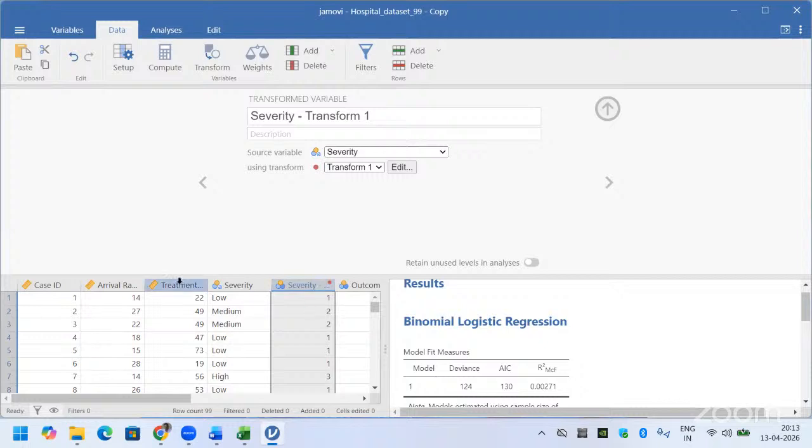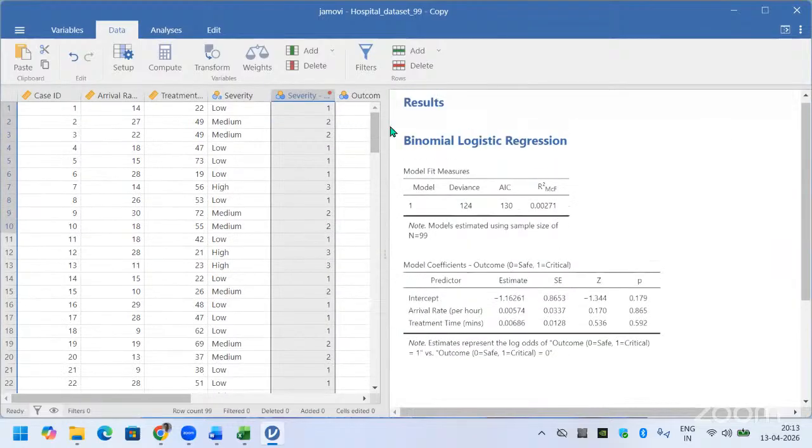Suppose I have one more variable which I have to transform. For that, if I use it, it will show some other color, and that variable also will be shown in some other color. So this red color shows transformation 1, which I've used for severity. Now I'll just go back to my original data.